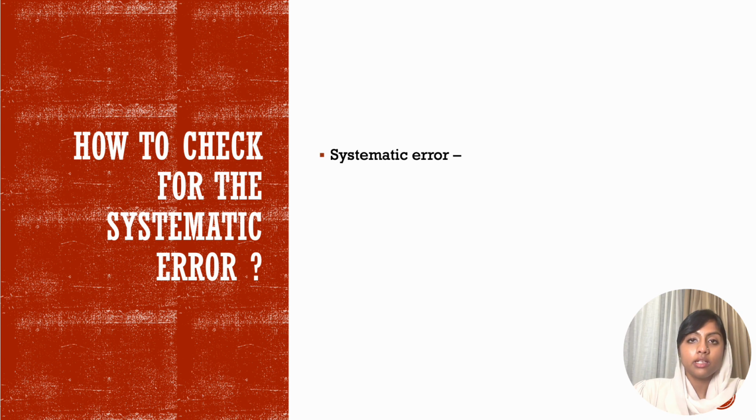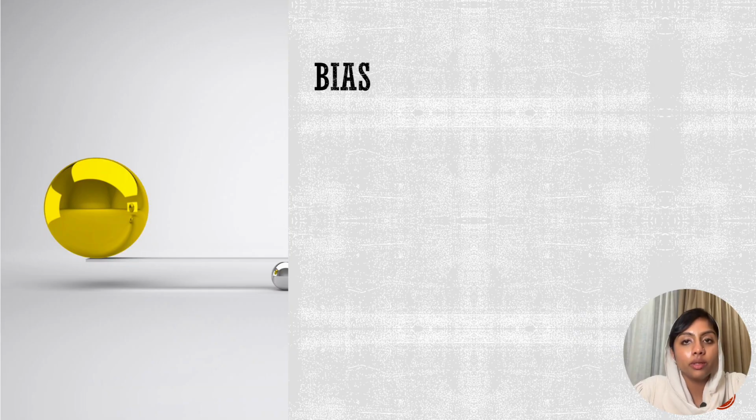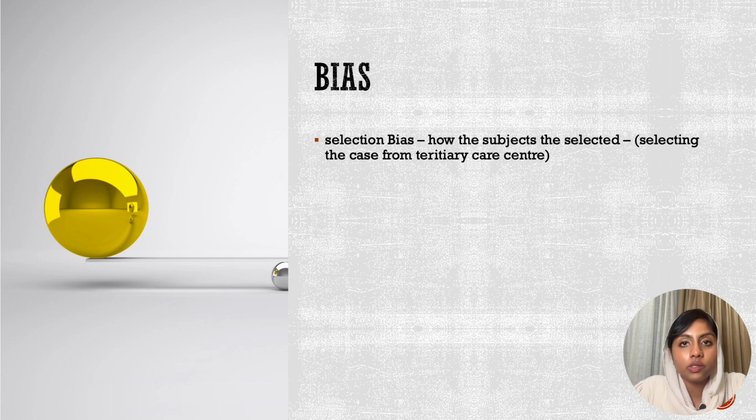let's delve into the systematic error. The systematic error basically consists of bias and confounding. To interpret them, we need to know what bias and confounding are. So let's start with bias. Talking about bias, we have two main forms: one is selection bias and the other is information bias.